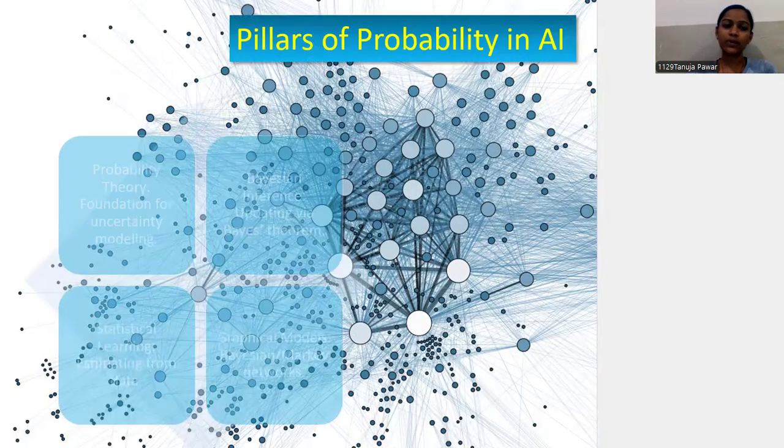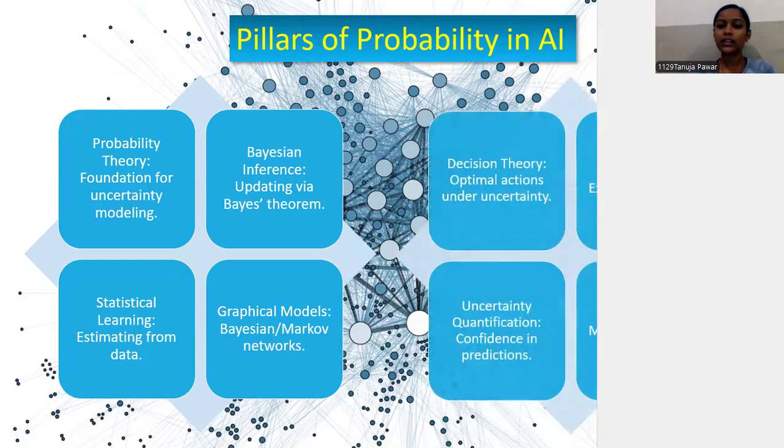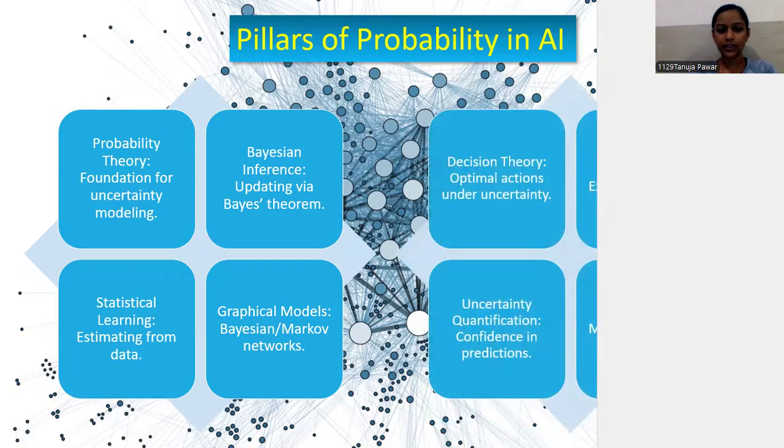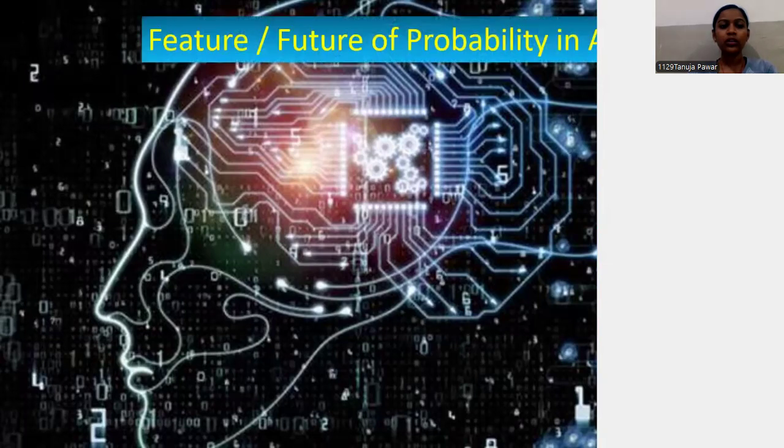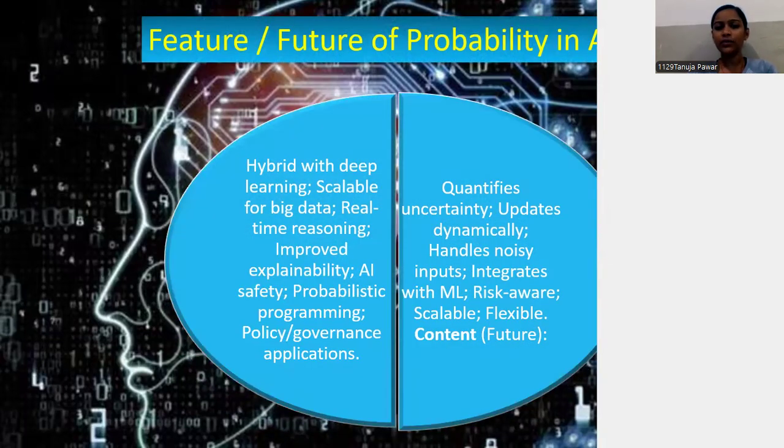The pillars of probability are probability theory, Bayesian inference, statistical learning, graphical models, decision theory, and uncertainty quantification. The future of probability in AI: hybrid with deep learning, scalable for big data, real-time reasoning, improved explainability in AI safety, probabilistic programming, and policy governance applications.